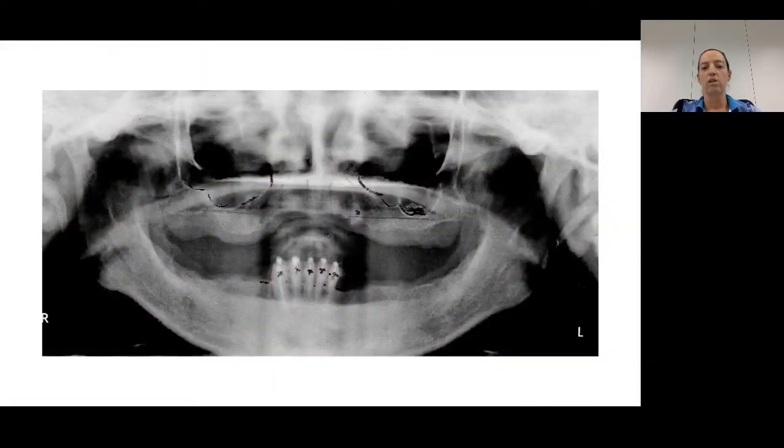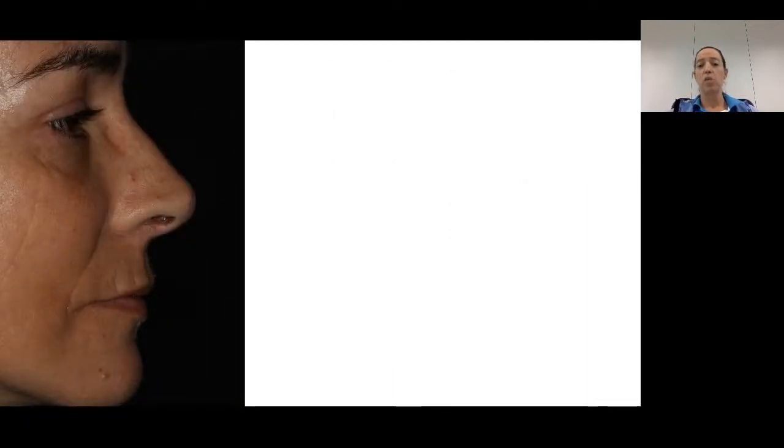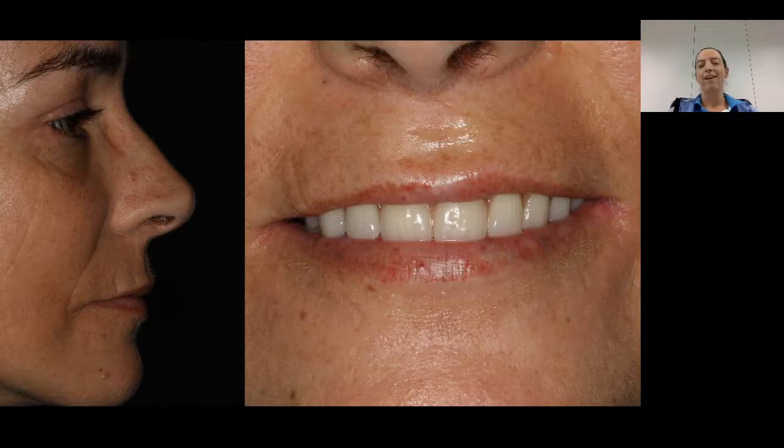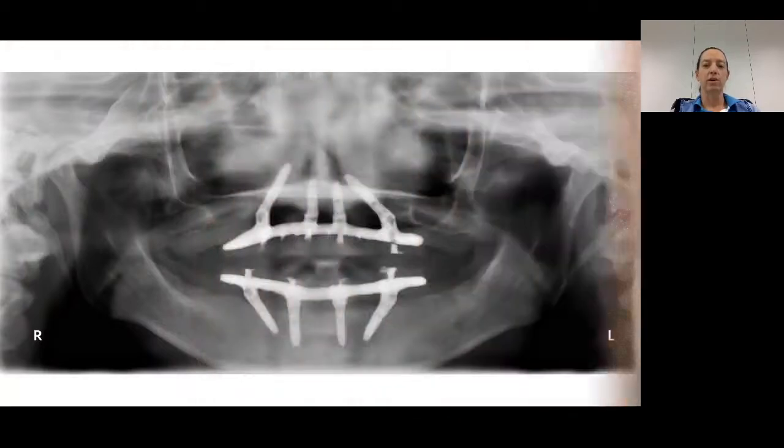So we did the OPG and the upper and lower CT scan, and we decided to go for All-on-4 in the upper and lower jaw. In the same day, we gave Guy very nice fixed teeth back. As you can see, these are the provisional prostheses that the patient had on the day of the surgery. Here is Guy with her provisional prostheses, and here we can see the OPG already with the final prostheses.